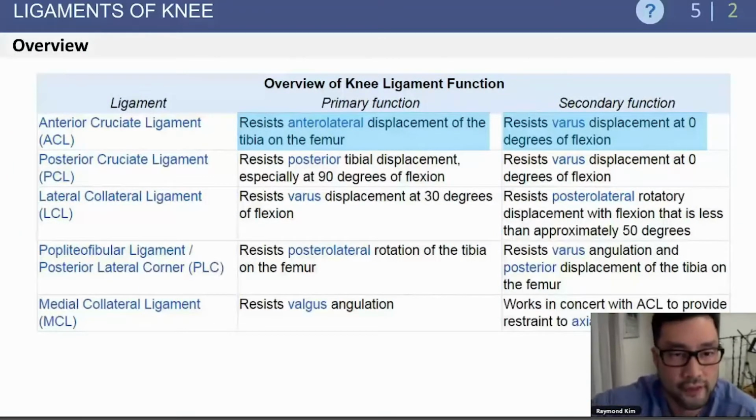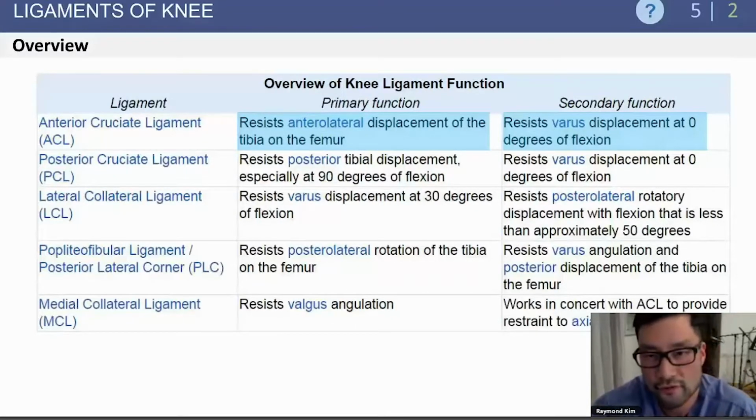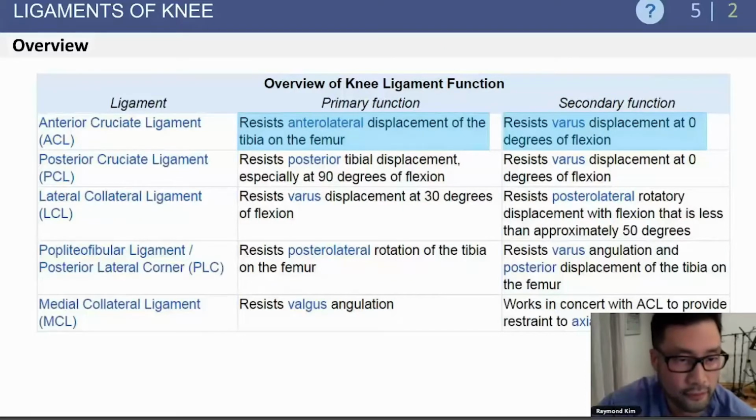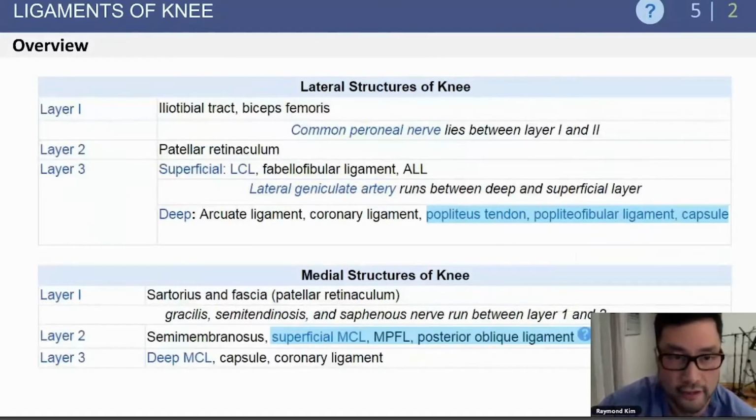The anterior cruciate ligament resists anterior displacement of the tibia on the femur. It also resists varus displacement at 0 degrees flexion. The PCL resists posterior tibial displacement, also resisting varus displacement. The LCL resists varus displacement and also resists posterolateral rotatory displacement. The popliteal ligament, as well as the posterolateral corner, resists posterolateral rotation of the tibia, and the MCL resists valgus angulation. A common test question is to quiz you on the different layers of the knee.